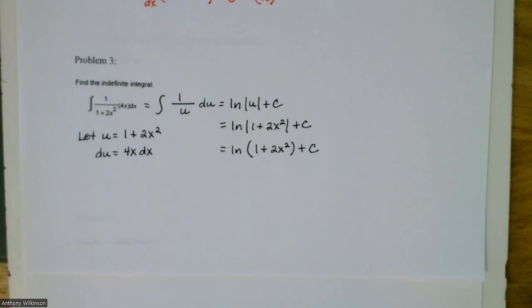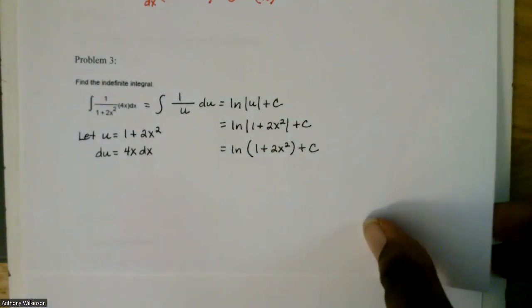Okay. So that's problem number 3. All right. Problem number 4 is this. Let's say I want to find the indefinite integral and check the result by differentiating. Here we got the integral of s to the 4th plus 1, that quantity to the 5th power times s cubed ds.